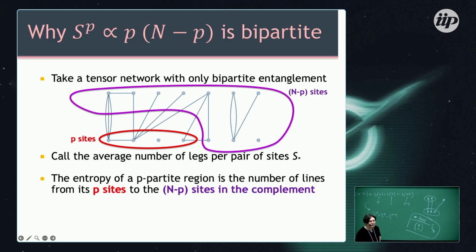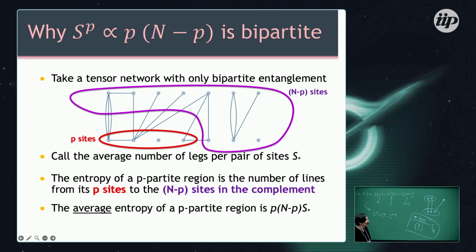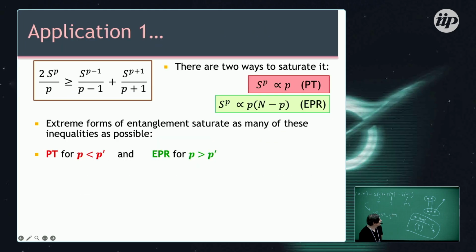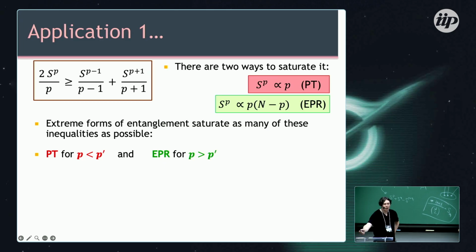But what if I'm doing this on average? On average, I know that I have p things connecting to n minus p things, and on average, each of them is going to have this many lines running through there. And so the average of the p-partite entropy has to be p times n minus p times S star. And this is the explanation for why that quadratic that we saw on the previous slide captures bipartite entanglement. Any questions about that argument? Okay, and so what we have found is that what saturates these inequalities is either having no mutual information or EPR pairs, which is like having maximal mutual information.